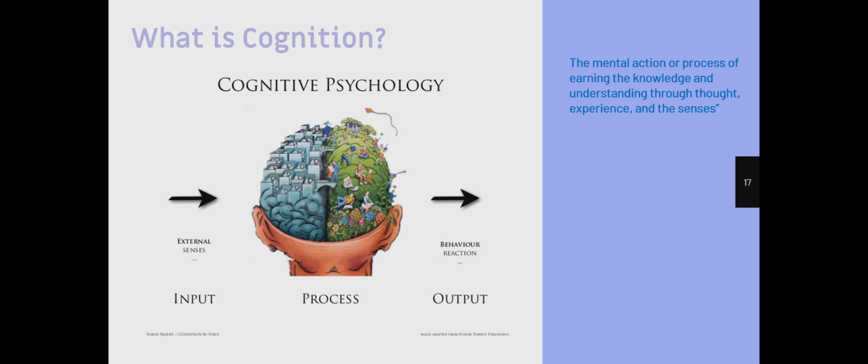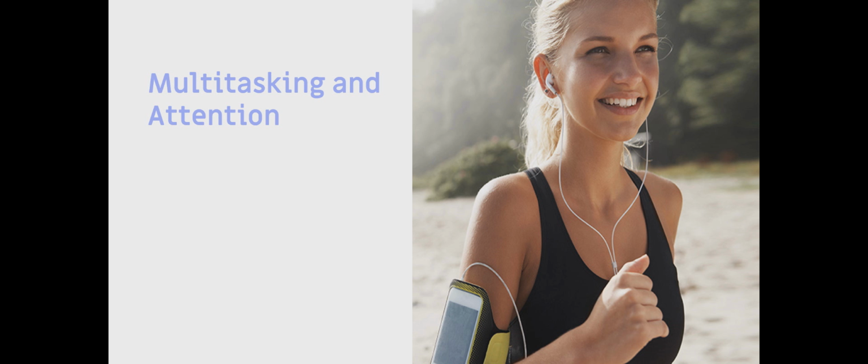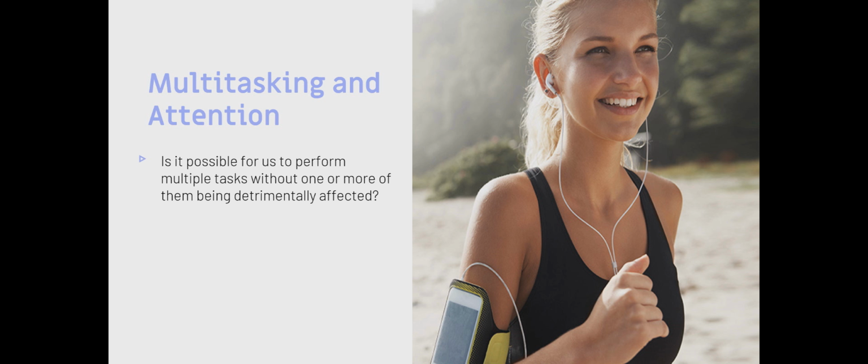These are the actions regarding cognitive psychology: thinking, remembering, learning, decision making, seeing and reading, and the last one is writing and talking. We involve cognition in this topic because it can help us to understand multitasking behavior and human attention. There is a question regarding multitasking behavior: is it possible for us to perform multiple tasks without one or more of them being detrimentally affected?